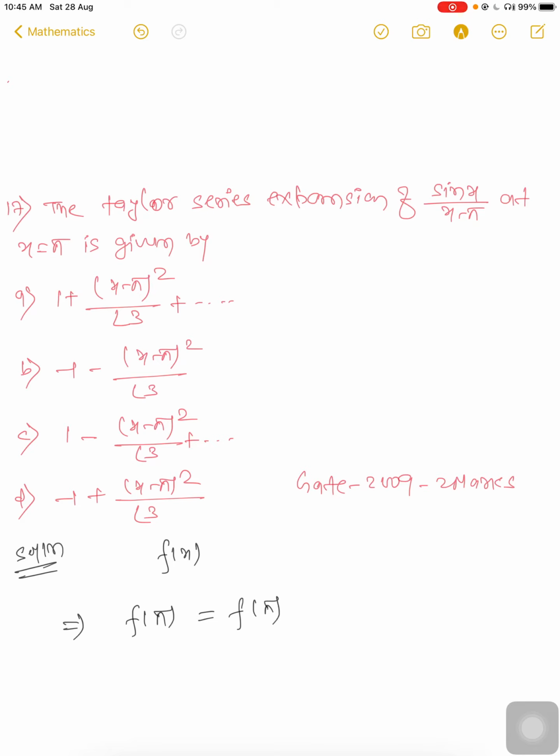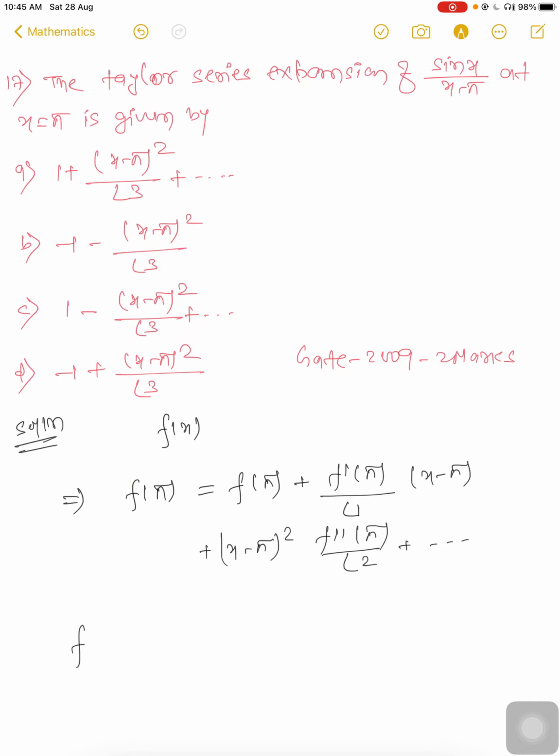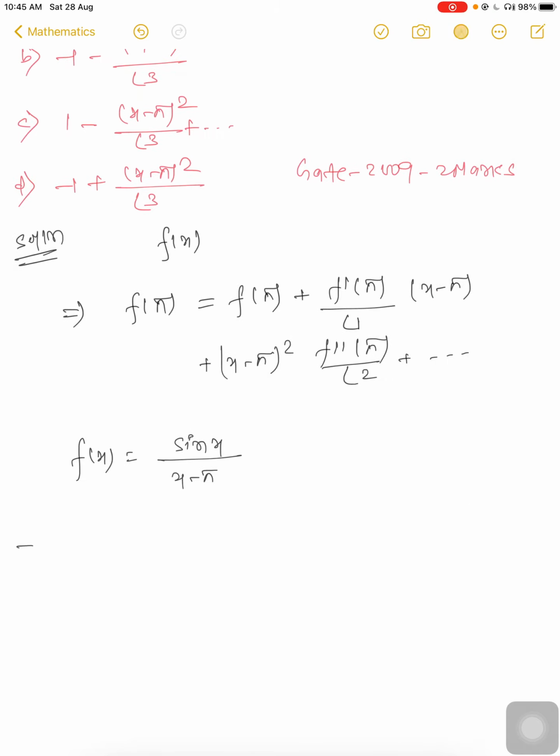It will be f(pi) plus f dash pi upon factorial 1 into x minus pi, plus x minus pi whole square f double dash pi upon factorial 2 and so on. So here f(x) is given as sin x upon x minus pi. First find out f(pi).